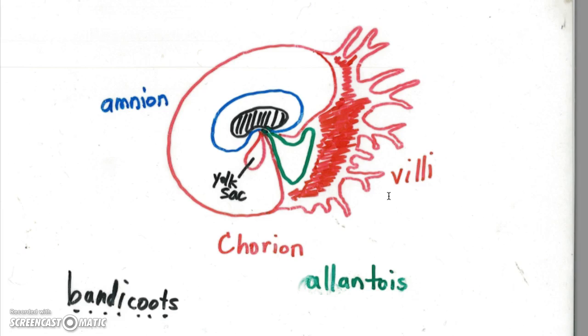So it's sort of a more developed version of the placenta, a little bit different than what we see in most other marsupials, but still not quite as well developed and ready to transport nutrients and gases across those membrane layers as what we see in placental mammals. So it's sort of an intermediate kind of structure.